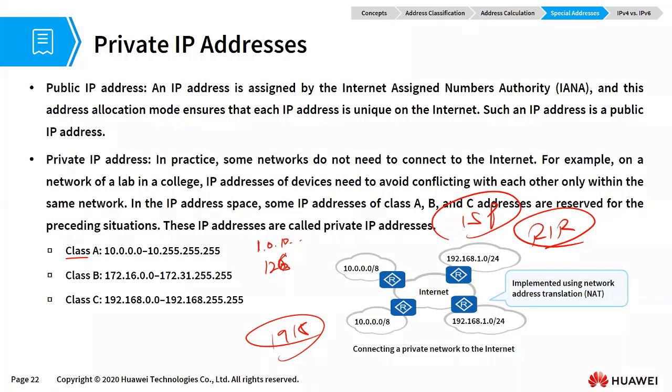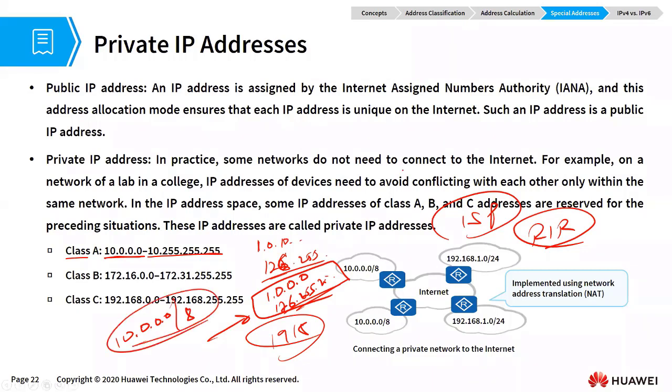So Class A addresses we saw begin from 1.0.0.0 up to 127. Actually, technically, it's 126.255.255.255 because 127, the entire range is a loopback range. So from 1.0.0.0 up to 126.255.255.255, those ones are Class A. Out of this whole range, we select 10.0.0.0 up to 10.255.255.255. We select 10.0.0.0/8 and use it for private networks.